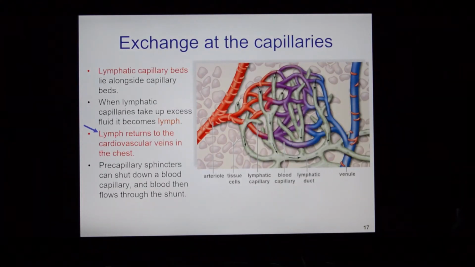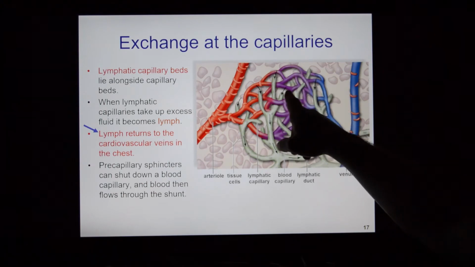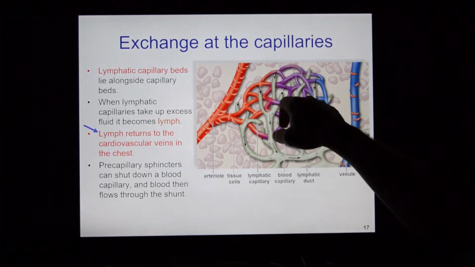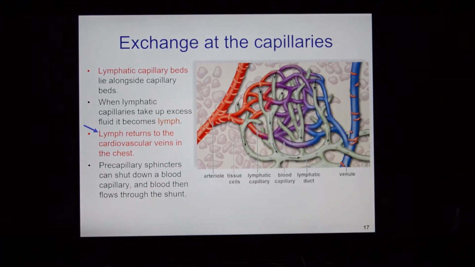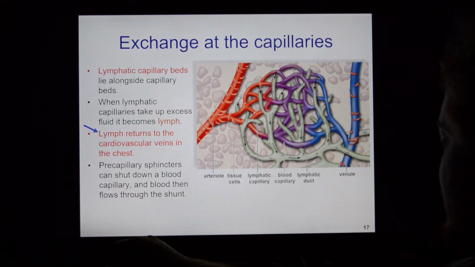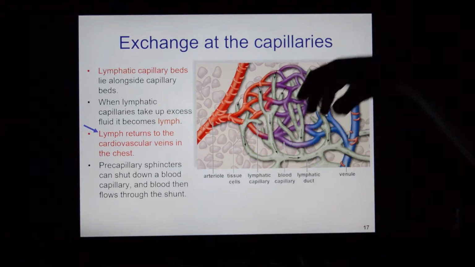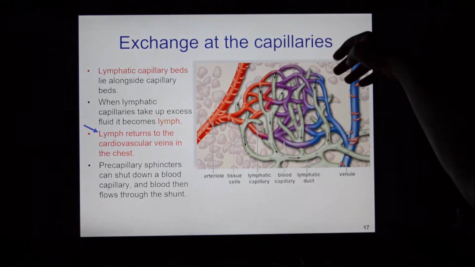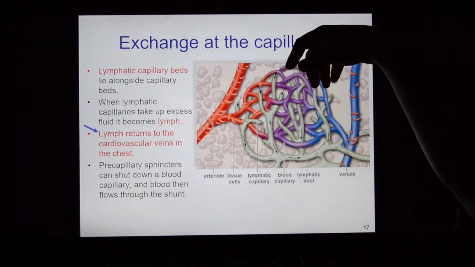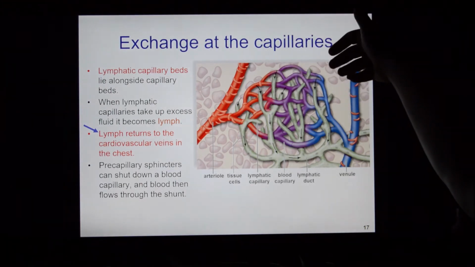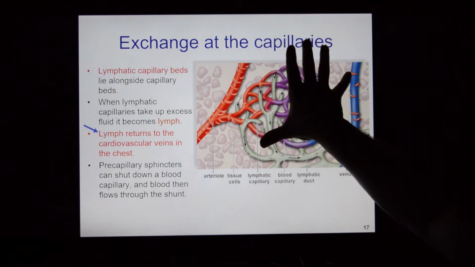Let's see here. So I think we really just need to talk about lymph nodes and the lymphatic system here. Let me explain what happens. So this is a capillary bed, artery, arterial capillaries. Capillaries are very leaky. As blood flows through the capillaries, fluid leaks out, and that's how you get exchange to the cells. So the cells can get all the nutrients and oxygen they need from fluid leaking out of the capillaries.